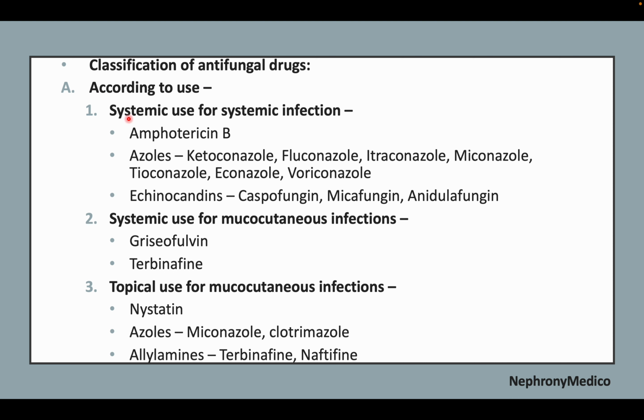According to use, it may be systemic use for systemic infection, systemic use for mucocutaneous infection, or topical use for mucocutaneous infection. Systemic use for systemic infection includes amphotericin B, azoles like ketoconazole, fluconazole, itraconazole, miconazole, echinocandins like caspofungin, micafungin, and anidulafungin. Systemic use for mucocutaneous infections include griseofulvin and terbinafine, and topical use includes nystatin, azoles like miconazole, clotrimazole, and allylamines like terbinafine and naftifine.